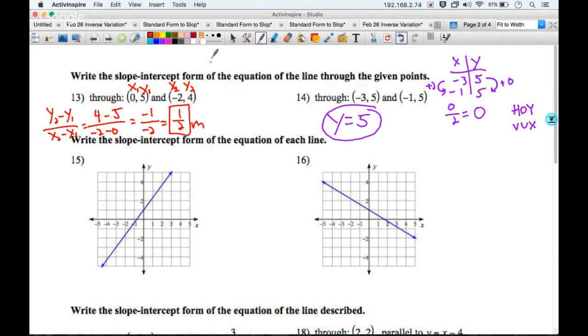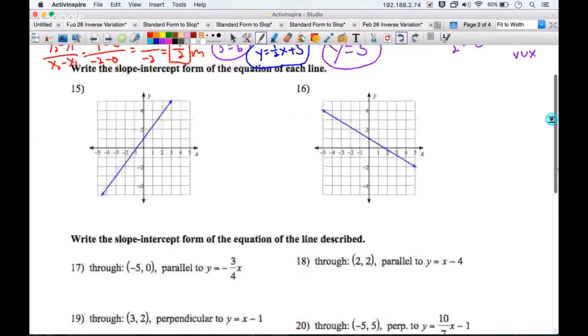We're not done yet. We've got to find the y-intercept. In order to do that, we start with our equation y equals mx plus b, and we borrow a point. I'm going to borrow the 0, 5 to plug in, and I'm going to put in the 1/2 for m. So 5 equals 1/2 times 0 plus b. Well, 0 times anything is just 0, so that goes away, and we've just calculated that 5 equals b. So now that I've got a slope and a y-intercept, I write my final equation. y equals 1/2 x plus 5. Final equation for number 13 there.